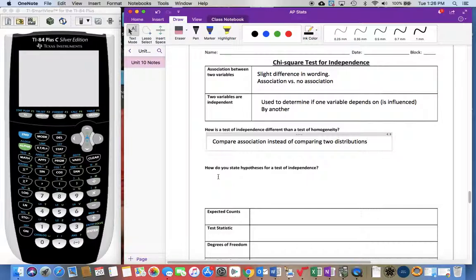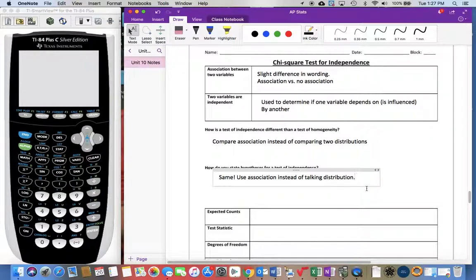So how do you state your hypotheses for a test of independence? The good news is you do it the exact same way. Really the only difference is you use association instead of talking about the distribution. So you can see how this is going to be very similar. And this is, again, how you're going to be able to distinguish independence from homogeneity: in your definitions and in your hypotheses, specifically when you're working through a problem.